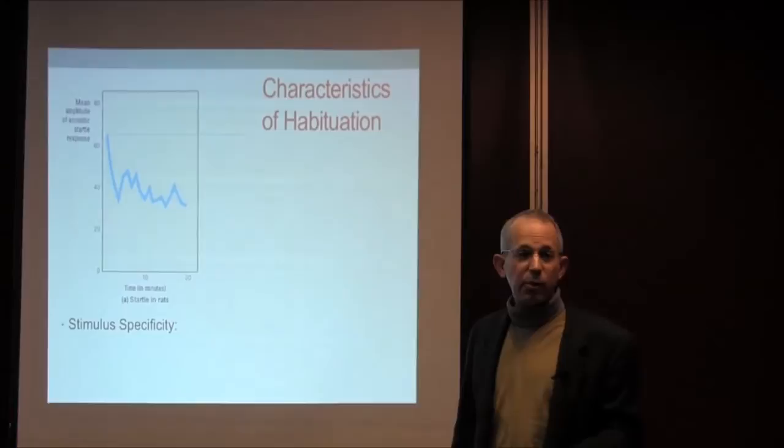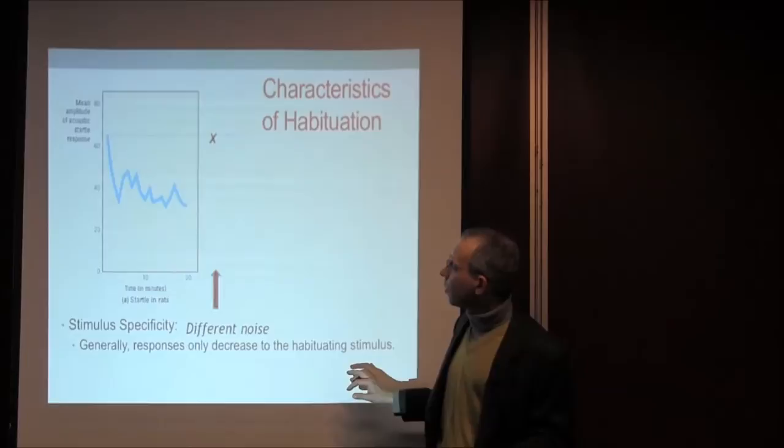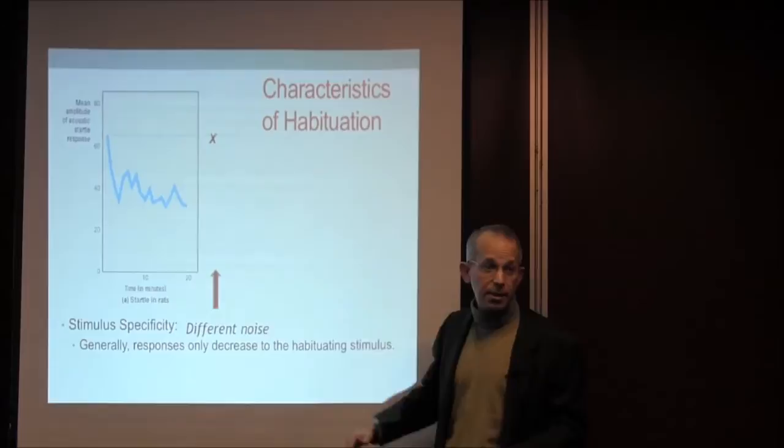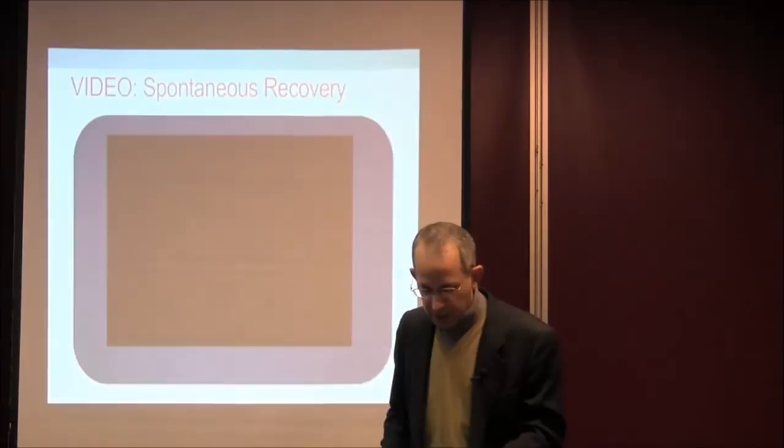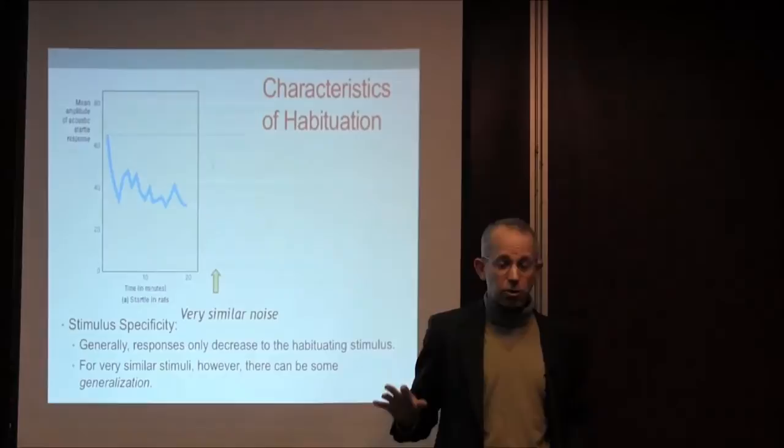Another aspect is stimulus specificity, which means that responses tend only to decrease to the habituating stimulus. So it's not a general tuning out of everything. If you have this different noise, which we used before to dishabituate, and we keep presenting it, the habituation is just to the stimulus that you were trained on. So with a very different noise, you start all over again. So it's specific to the stimulus that was habituated. You're tuning out not everything, but just what you saw.